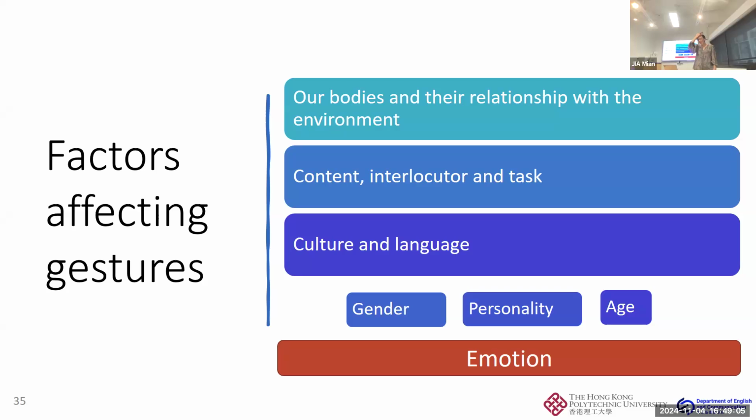So to conclude, in addition to these factors that I have mentioned initially, can we add emotions to them? And we can add them at the cultural and language level, we can add them at the interlocutor and task level, and we can also add them at this embodiment level. We learn as we experience the world around us, including the emotions related to these things.